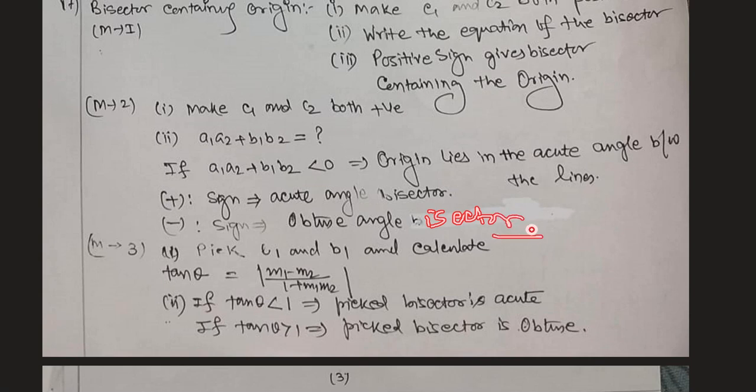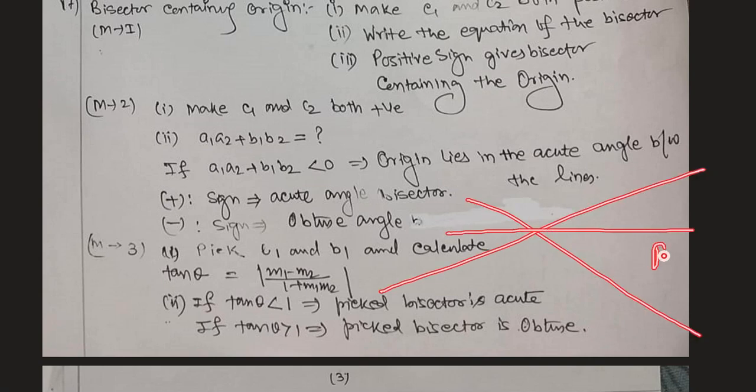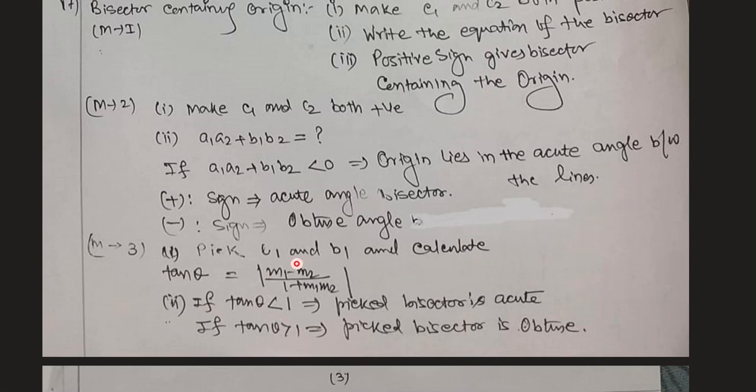Now the third method to calculate the acute angle bisector and the obtuse angle bisector. You know the two lines are intersecting like that, and there is the bisector B1. Suppose this is the line L1 and this is the line L2. Now I am going to calculate the value of theta 1 between L1 and B1. First of all, pick any line, L1 and B1.